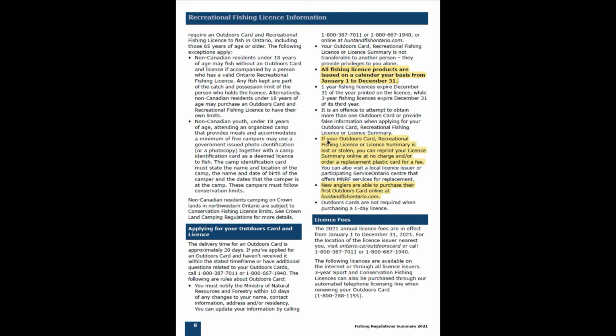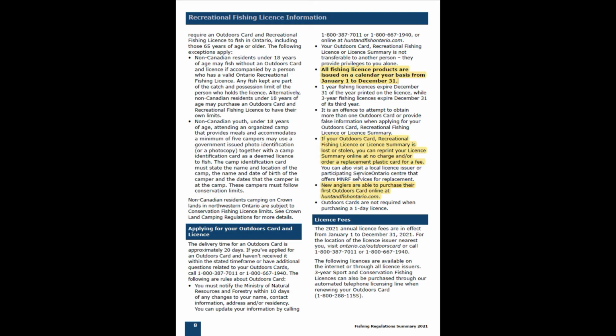If your outdoors card, license, or summary, that piece of paper with what you can fish, is lost or stolen, you can reprint it online or order a replacement plastic card, which will cost a replacement fee. New anglers are able to purchase their first outdoors card online.